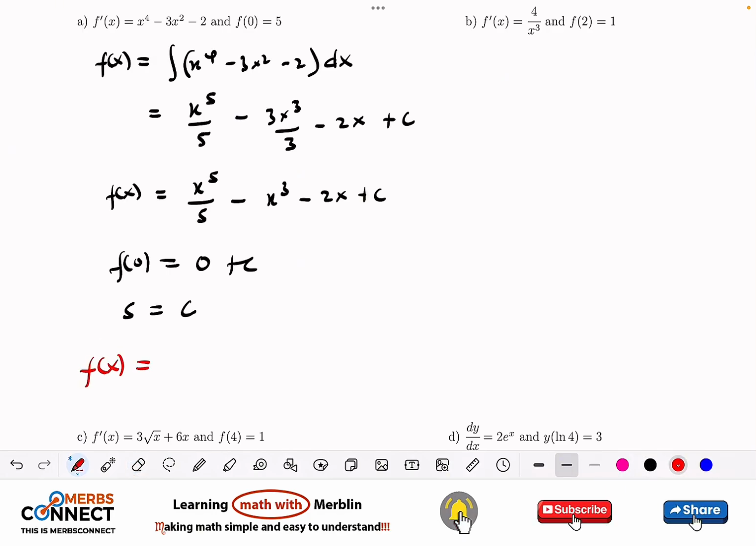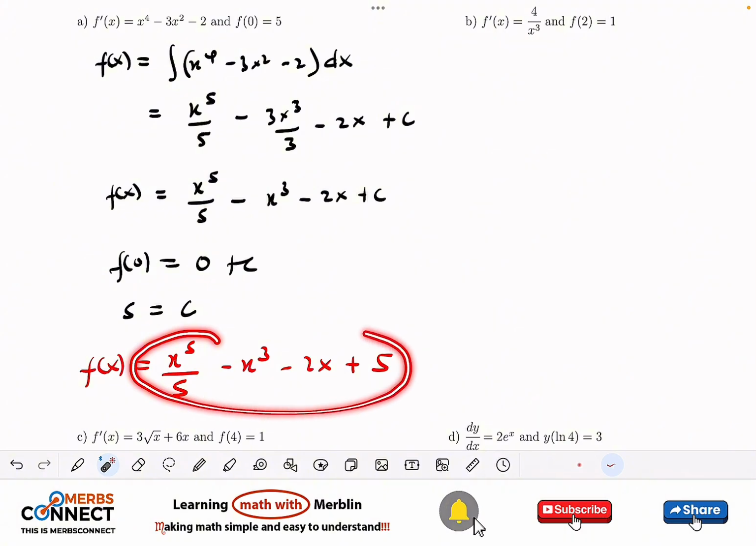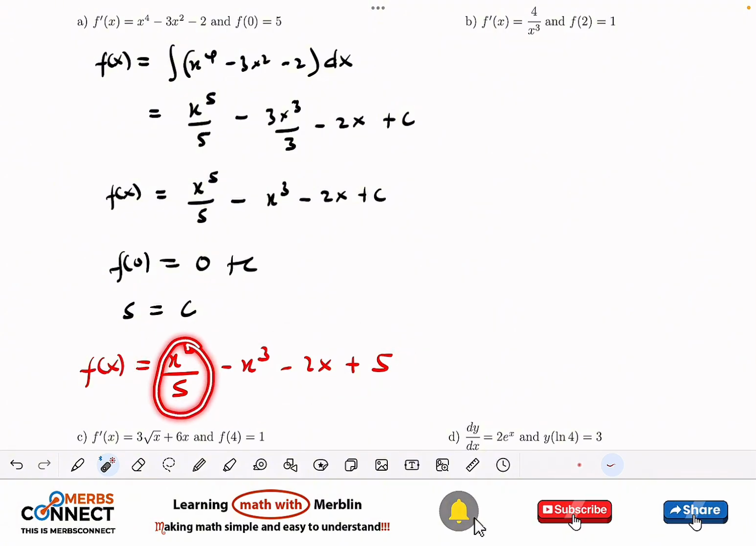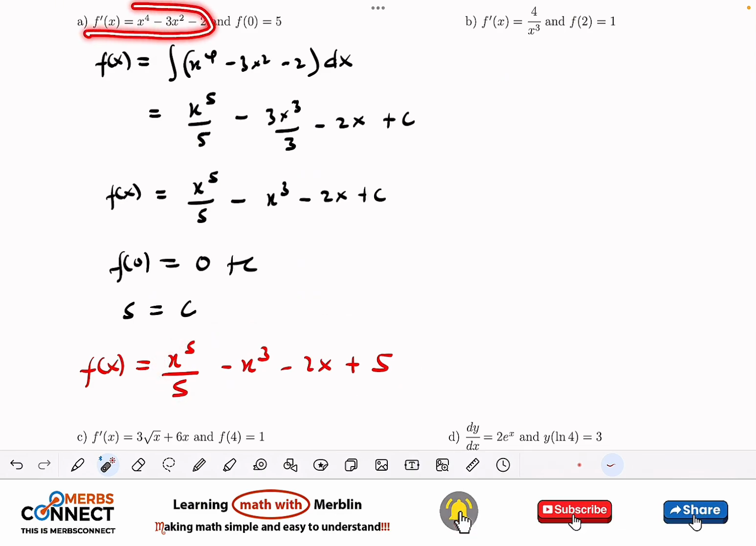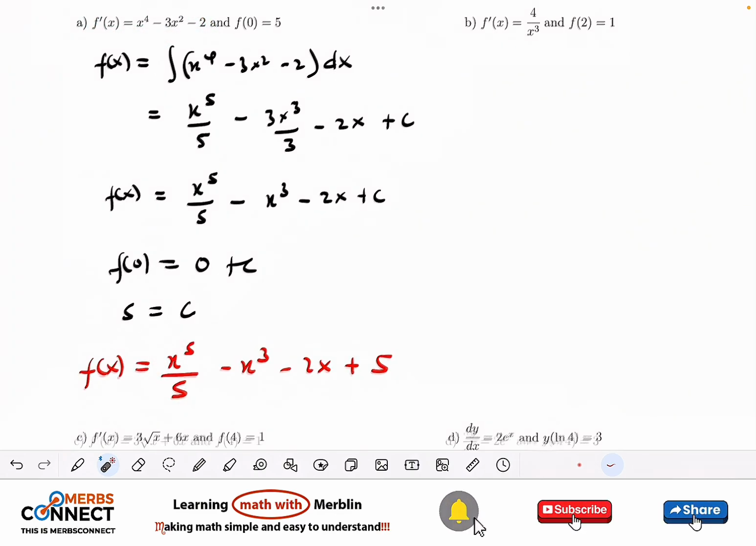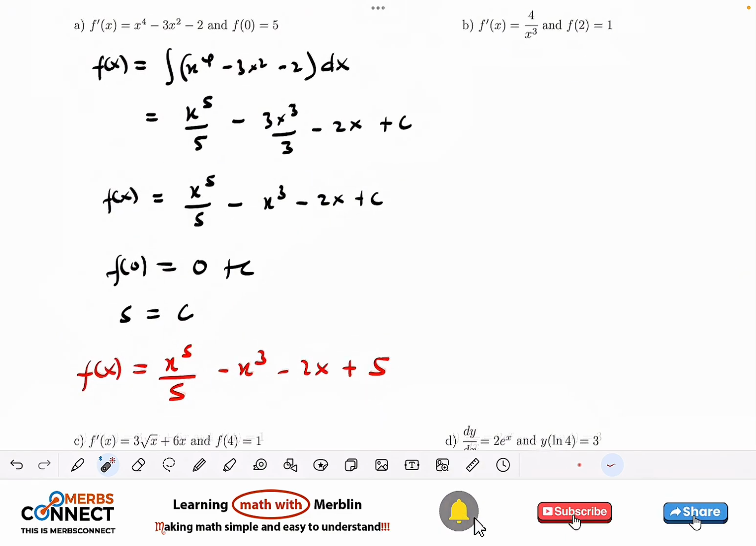is equal to x to the power 5 divided by 5 minus x to the power 3 minus 2x plus the c is 5. So this is the function that what we differentiated. So you can try to differentiate this function, the whole of this function, and you are going to have this one here, the f prime here. Is that right? So that is the idea.